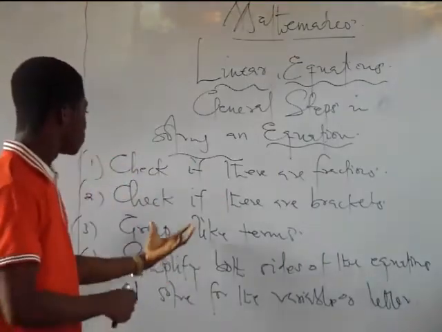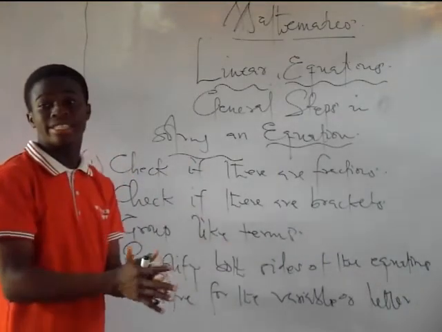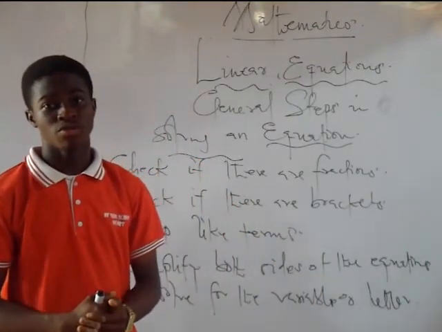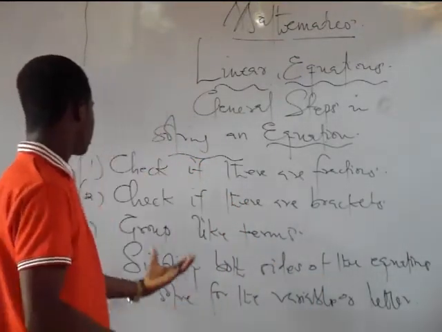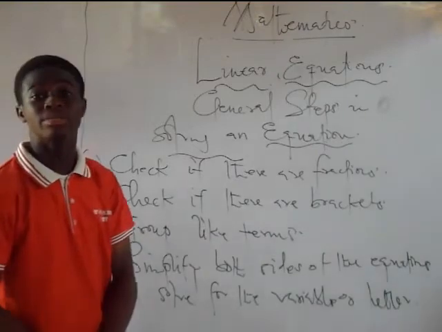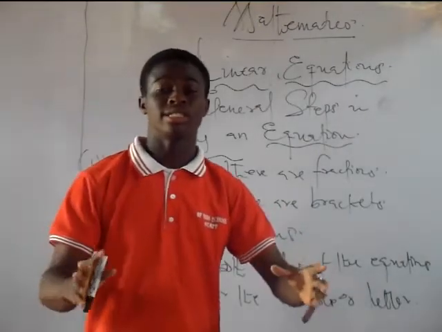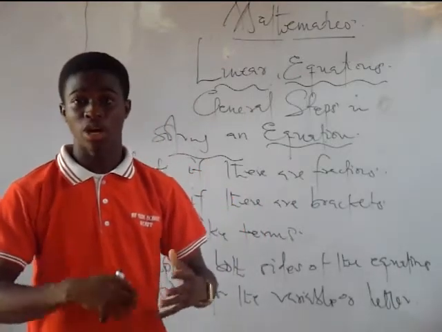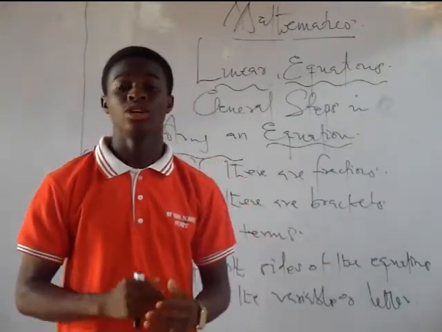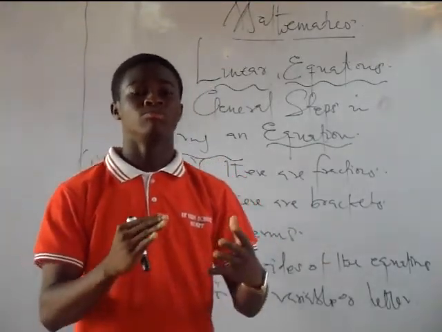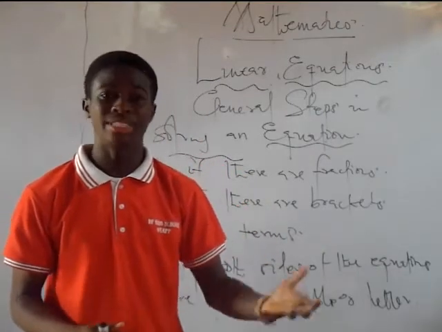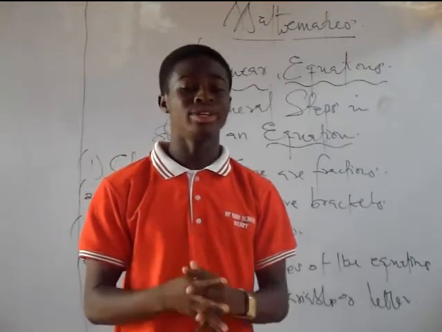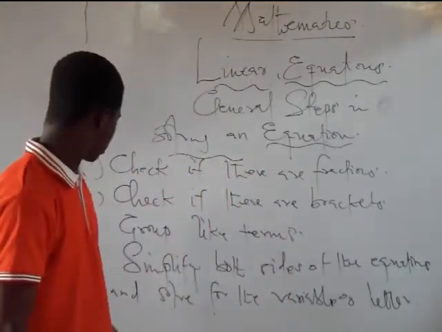Step 2, check if there are brackets. If there are brackets, expand and remove the brackets for you to solve it very well. Step 3, group like terms. After removing your brackets, if there are any like terms, group the constant numbers at the other side. You can group the variables too at the other side. Normally, we group the variables with the letters at the left hand side. But for it to be easier for you, you can also do it at the right hand side.